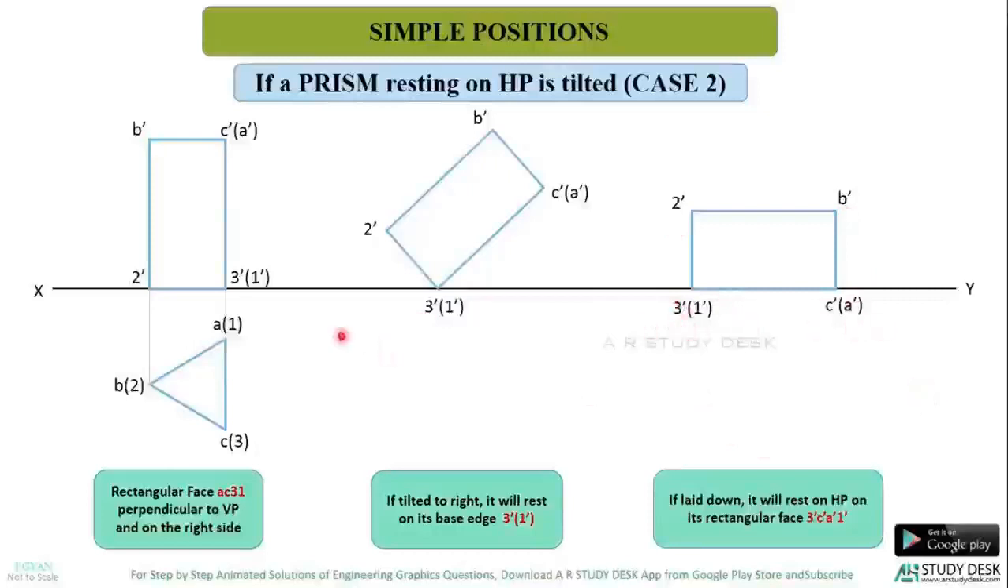Now let me ask you one more thing. If I keep the simple position like this, and if I tilt it to the left, what happens? It will rest on the corner 2 dash. And if I make it lie down to the left, it will rest on 2 dash B dash, which is the face edge of the prism.